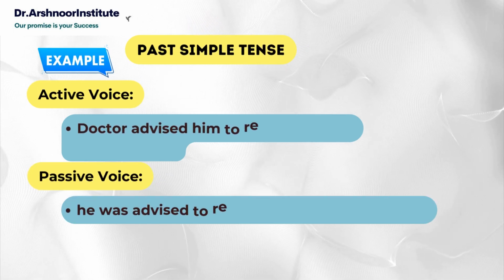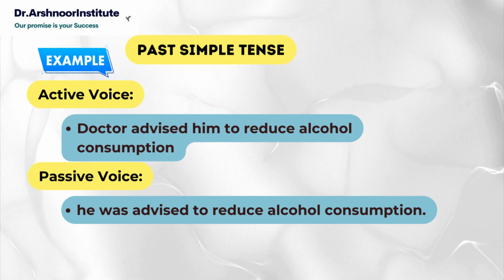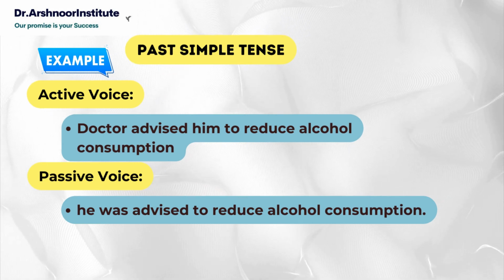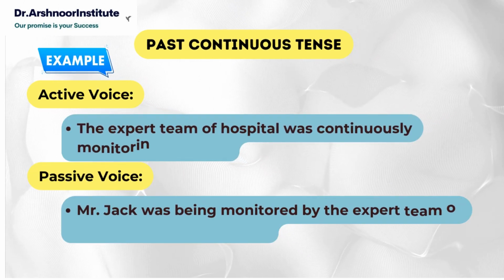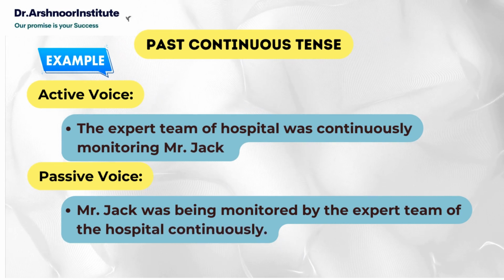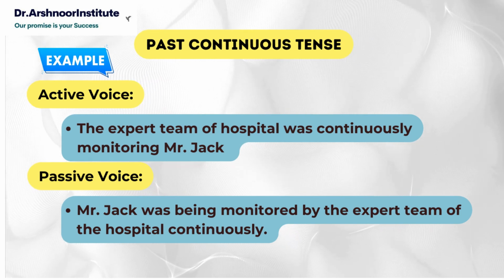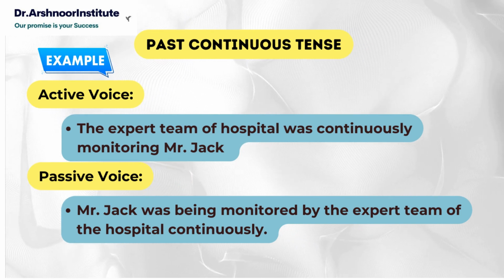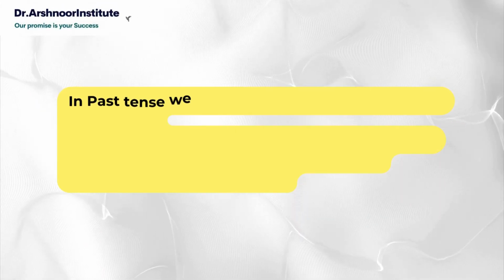Second example: doctor advised him to reduce alcohol consumption. It is an active voice. Passive voice: he was advised to reduce alcohol consumption. Now, let's have a look at the past continuous tense. First, active: the expert team of the hospital was continuously monitoring Mr. Jack. And for the passive form: Mr. Jack was being monitored by the expert team of the hospital continuously.